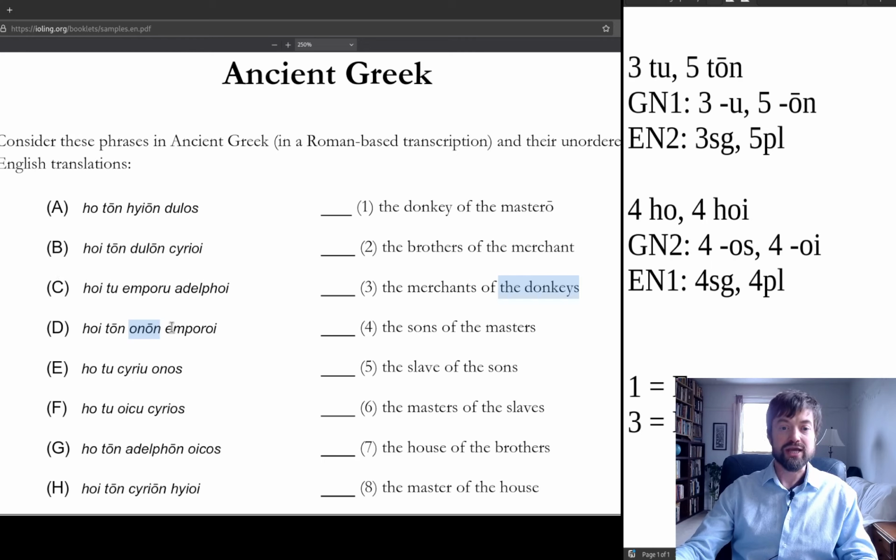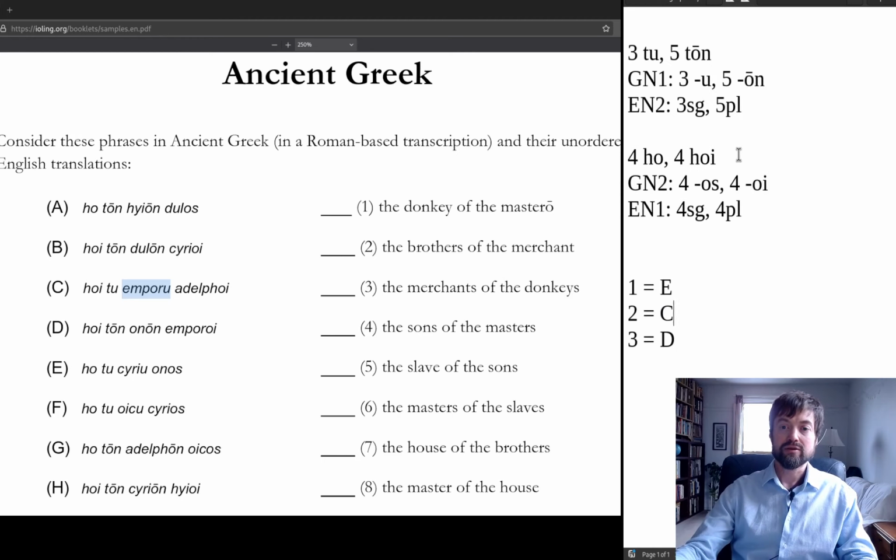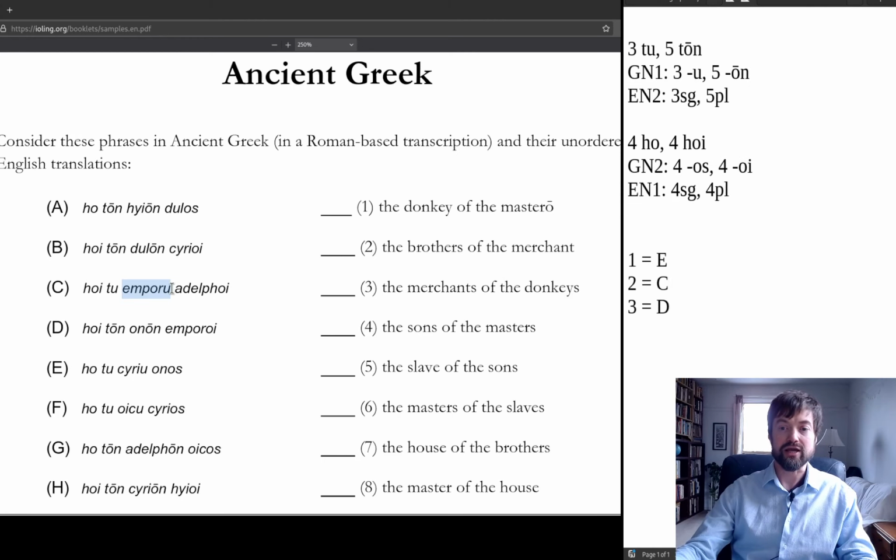And also now, what's the extra noun that's missing that we haven't figured out yet? Well, there it is, emporoi, and it's the merchants of the donkeys. So emporoi is going to be merchants. So we look for the other word that has merchant. And here we see in English sentence number 2, emporu. Emporu is singular merchant, corresponds with brothers, plural, adelphoi. So 2 is C. Hey, so now we can continue the cascade.